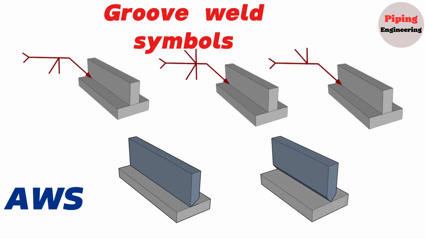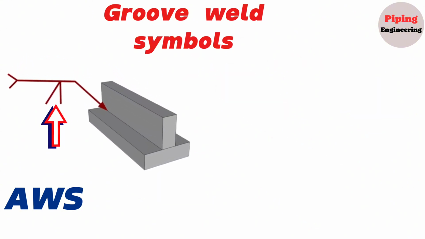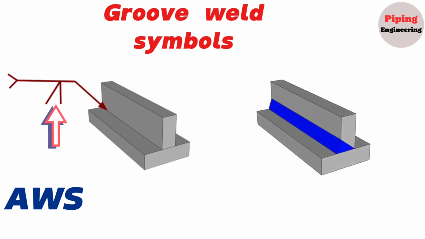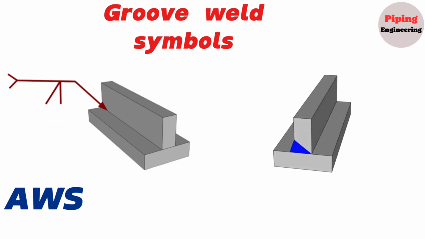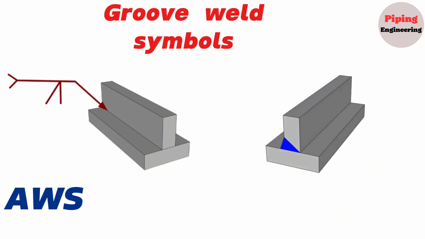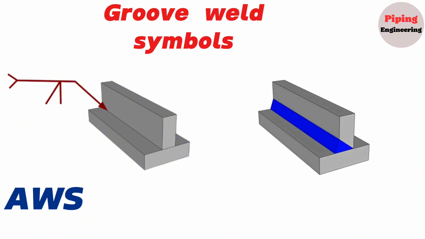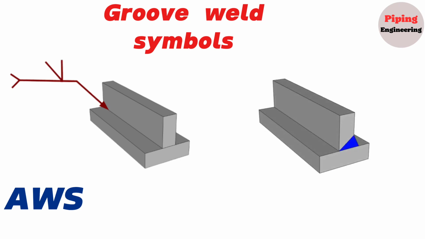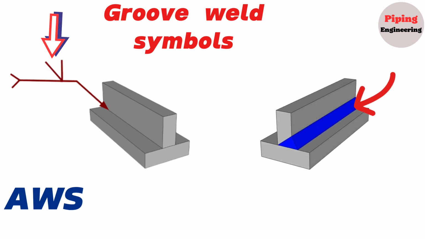Like the basic fillet weld symbol, the groove weld symbol consists of a reference line, an arrow line, and the tail. If the groove welding symbol is shown below the reference line, the weld is carried out on the side of the joint at which the arrow points, the near side. If the groove welding symbol is shown above the reference line, the weld is carried out on the opposite side, the far side of the joint.